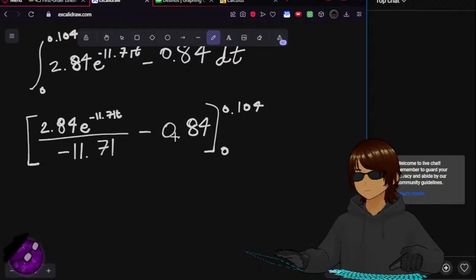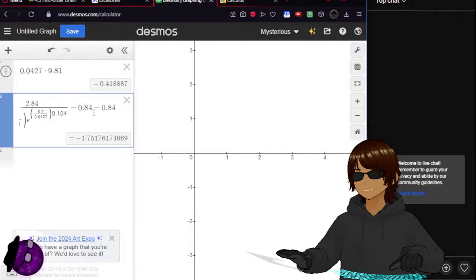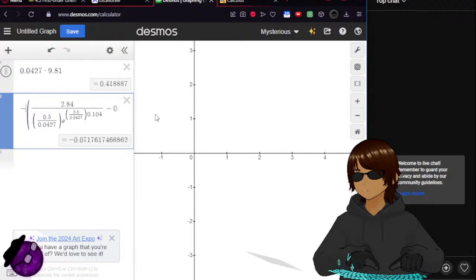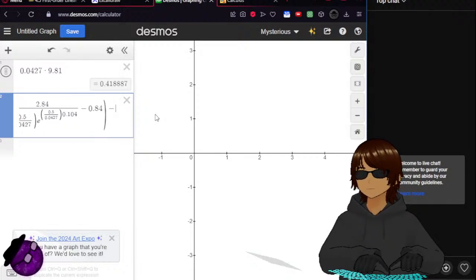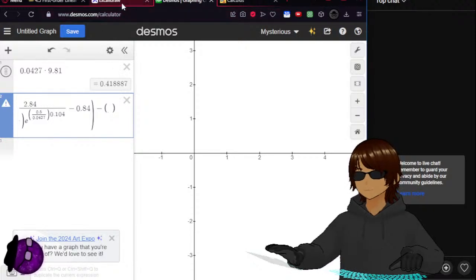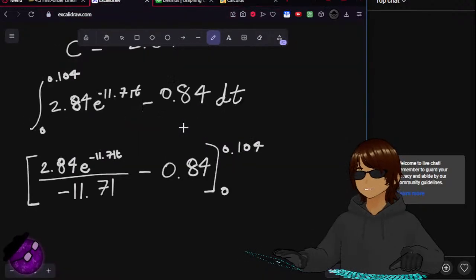Minus 0.84, then when this is 0, no, wait, this is wrong. So all this minus it with when it's 0. Oops, it's minus 0.4t.